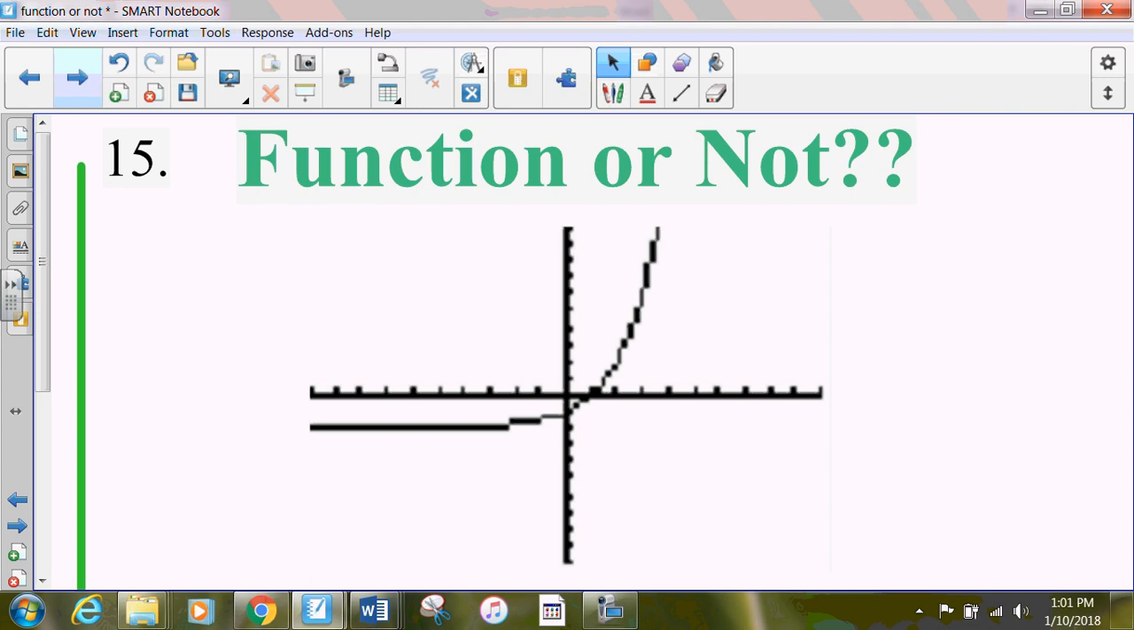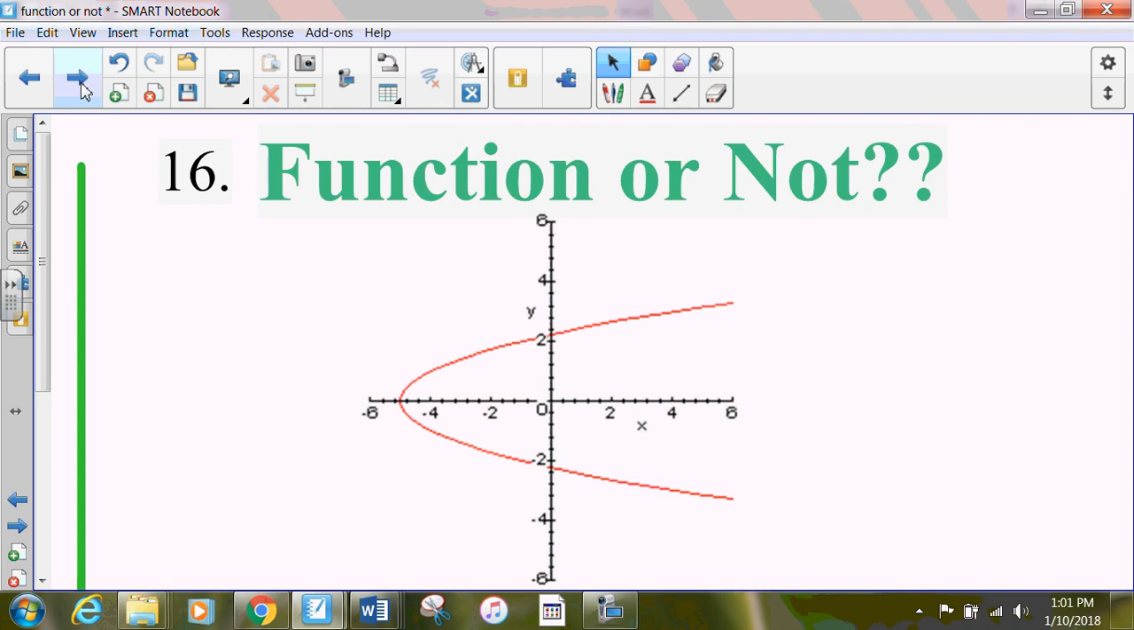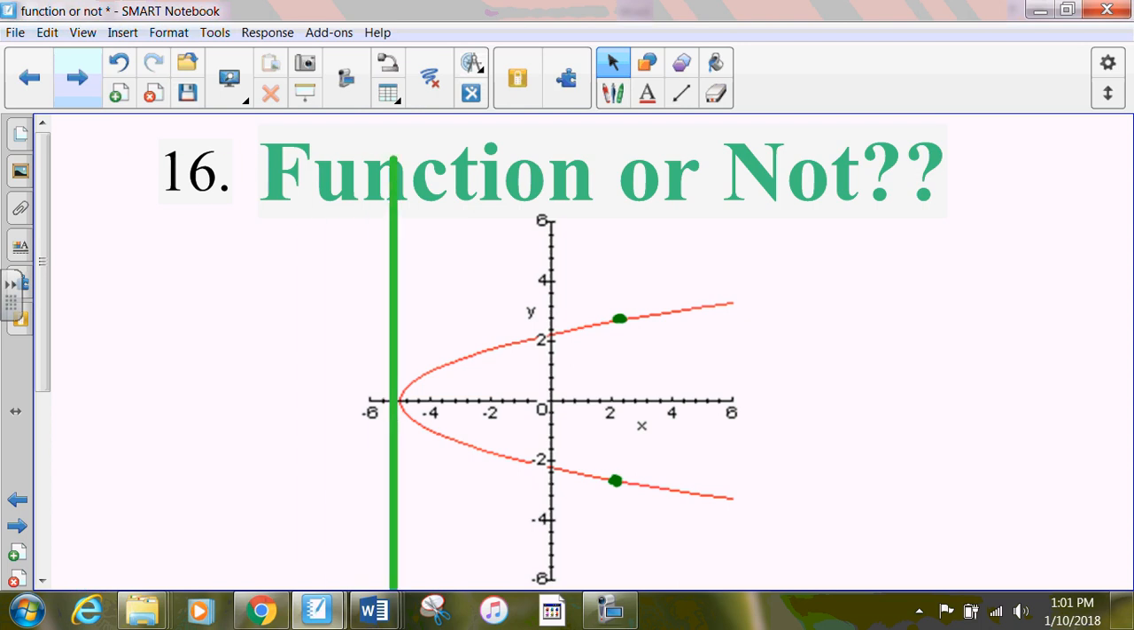This next one, we're doing the same thing. We're going through, we're beeping, one time each. We're good to go. This is a function. And this last one, we can already tell we're going to have trouble, right? When x is equal to 2, y has a value up here and a value down here. If we do our vertical line test, we're going to be beeping like crazy. And that, my dear Algebra 1 students, is not a function.